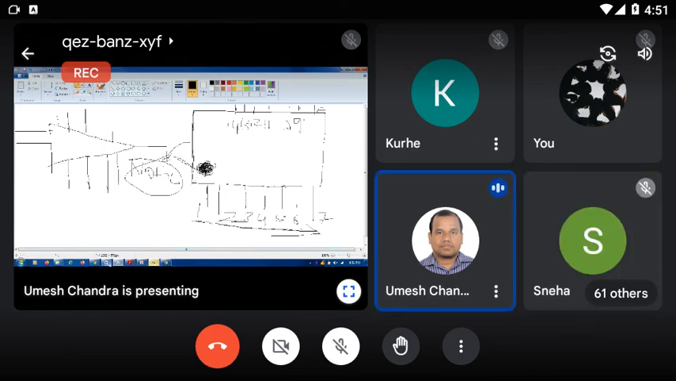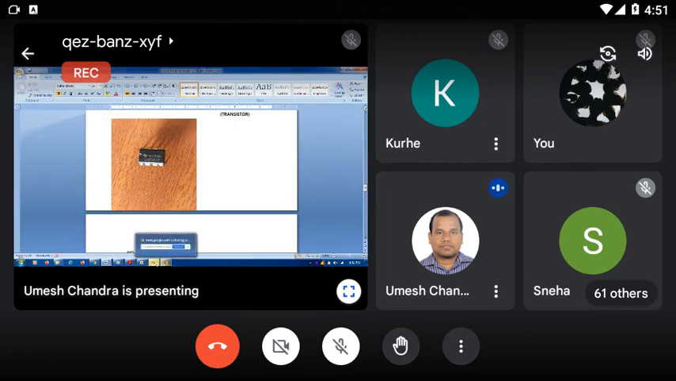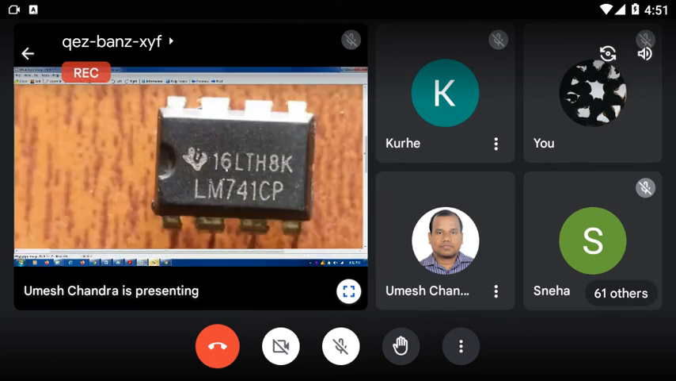Then what is the specification of the IC? The value is already written. Here it is 16LTH80A, that is the company's specification. And another is LM741CP. That means this IC number is 741, and the 741 is your OPAMP IC, that is, the operational amplifier IC.